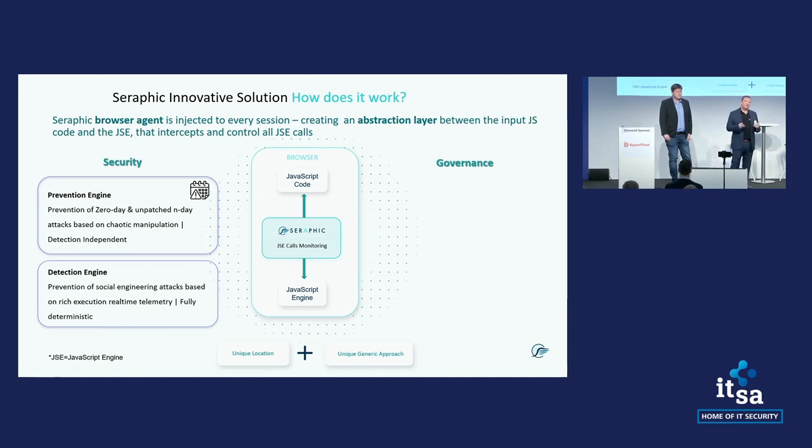We have more than 120 different parameters in real-time telemetry, when we can tell you if that website is a phishing website, yes or no. So we were referring to zero-day protection. We're talking about phishing prevention.